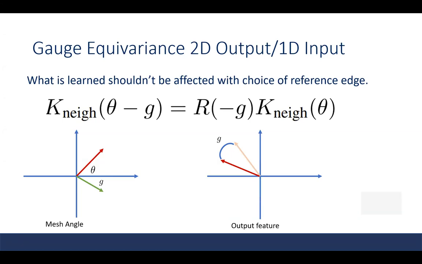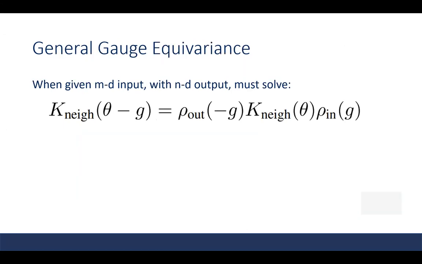This was in the 2D case. Now let's take this to the arbitrary M-D input and N-D output case. And this is the equation we need to satisfy now. This is just a general gauge equivariance equation that needs to be satisfied.